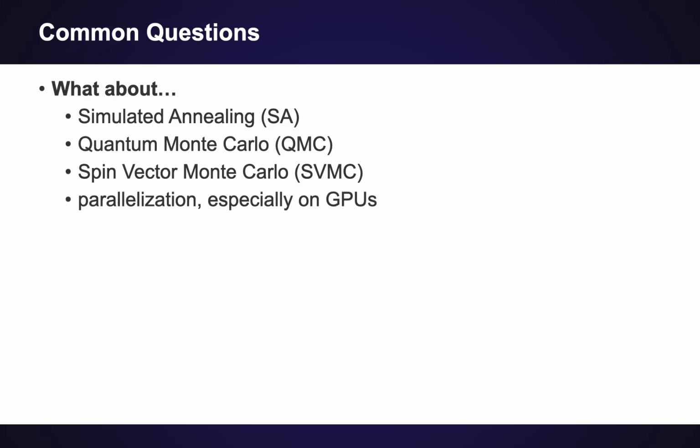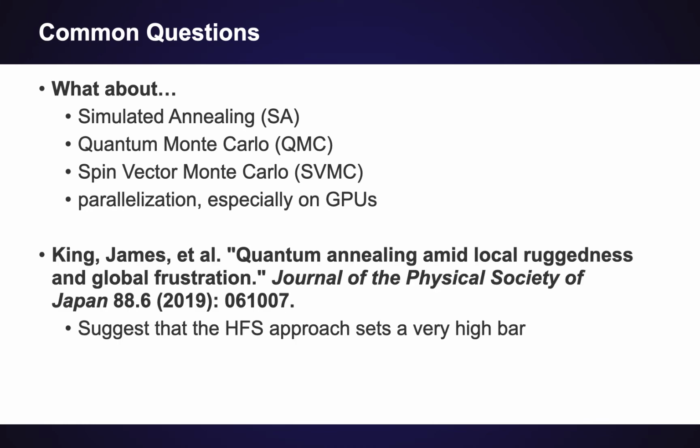One common question I get is what about things like simulated annealing, quantum Monte Carlo, spin vector Monte Carlo, and then parallelization on GPUs? To answer that question, I would refer to this technical report, which did an extensive study of all of those methods in the context of benchmarking optimization algorithms, not simulating quantum physics, which are very different questions. And the conclusion of that report is that HFS is a very strong heuristic and sets a very high bar for performance gains. So if you can beat HFS, you're very likely to be beating these other methods as well on the current D-Wave architecture.